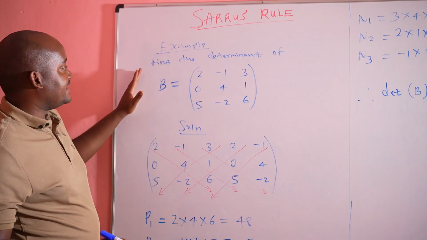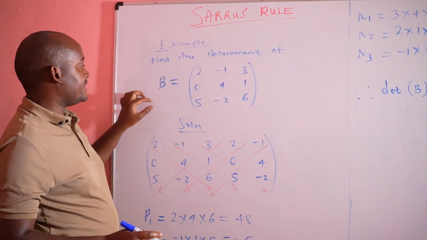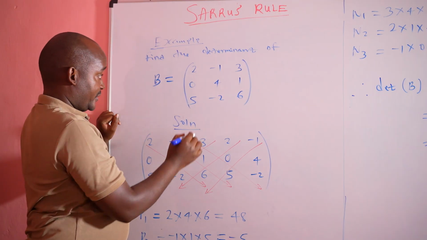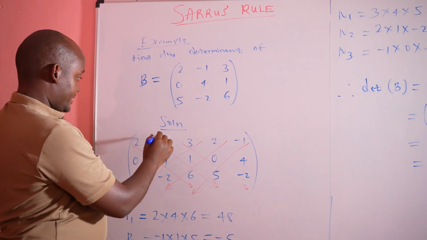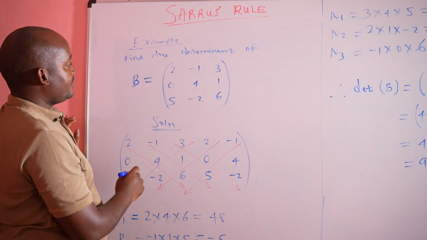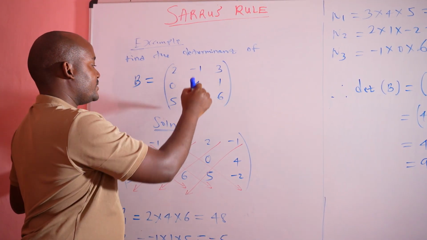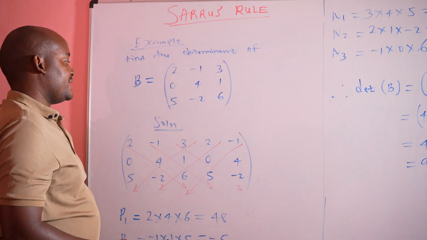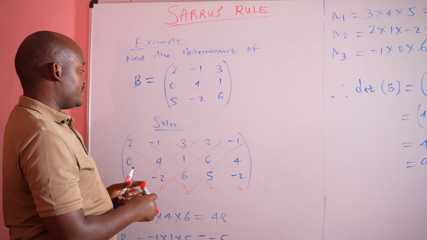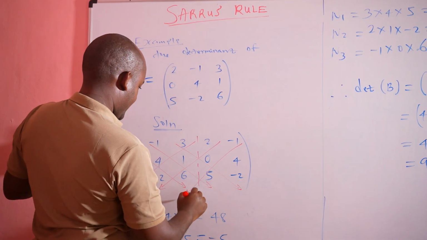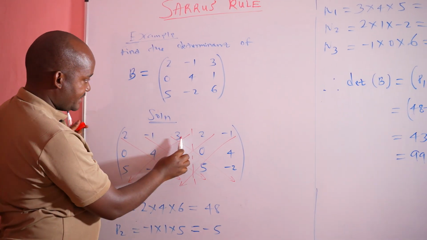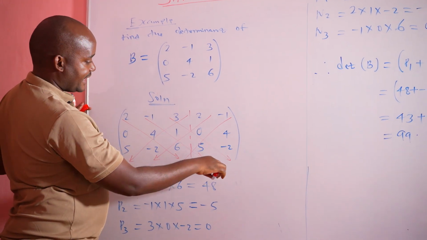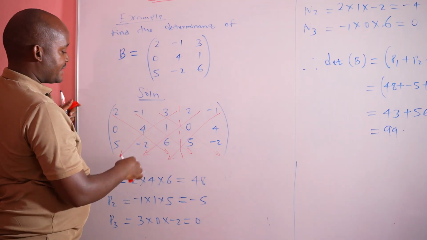So next we compute the determinant of this 3 by 3 matrix B with the entries as shown on the board. So the first step is we write again the columns 1 and 2 of matrix B to the right hand side of this matrix B. You realize that these will be as follows here. So once you do that, this is your matrix B. This is your column 1, this is your column 2. That is, you've written it again to the right hand side of this particular matrix B.